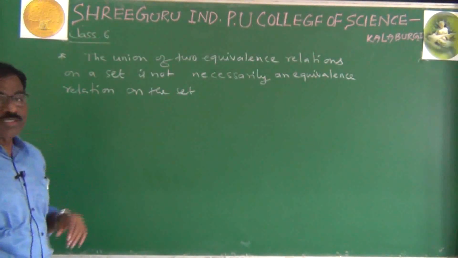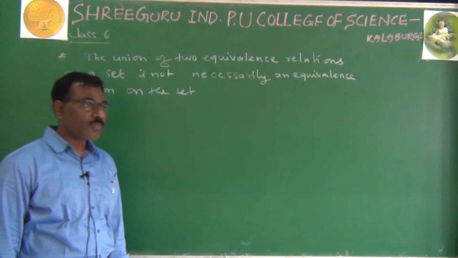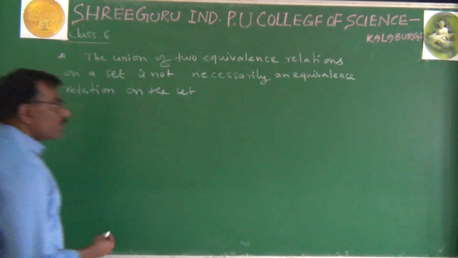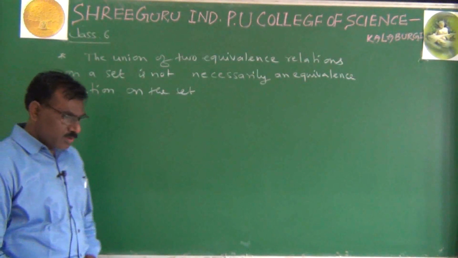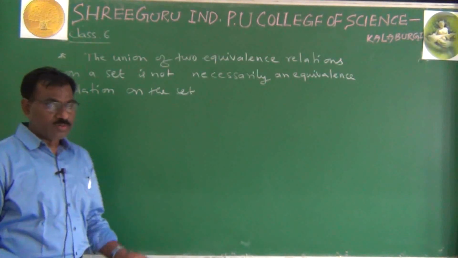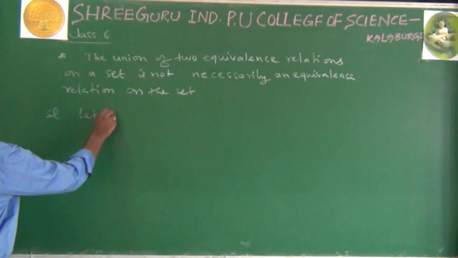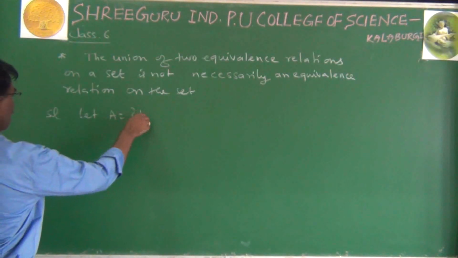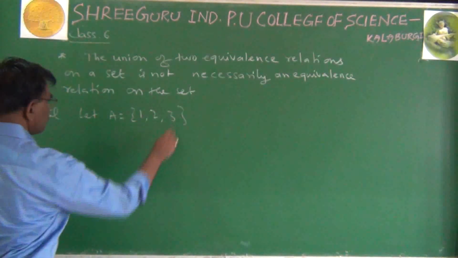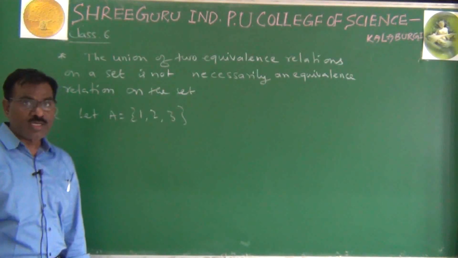equivalence relation on the set. For this problem we only have to give an example. So let A equal {1, 2, 3}. I am taking the set A as {1, 2, 3}.